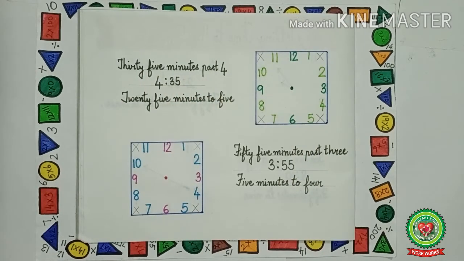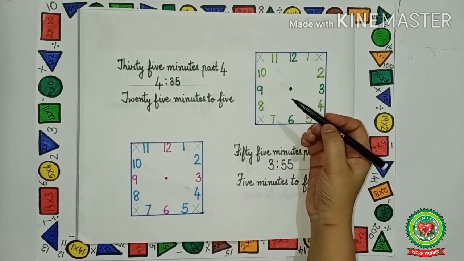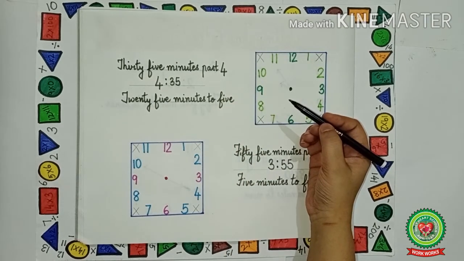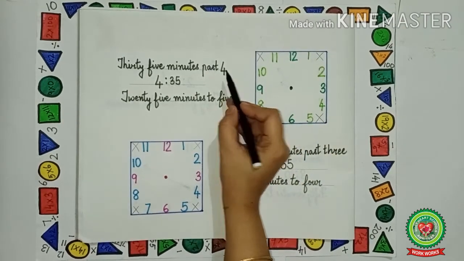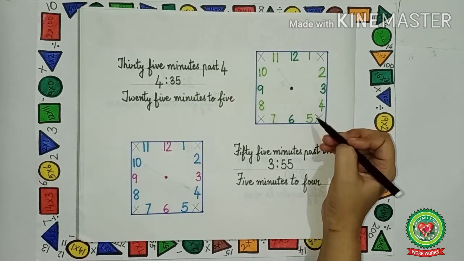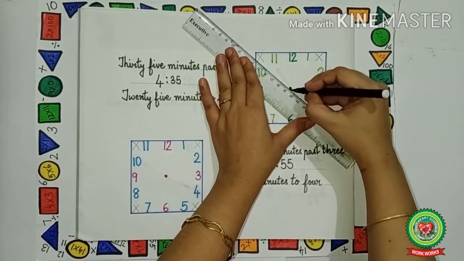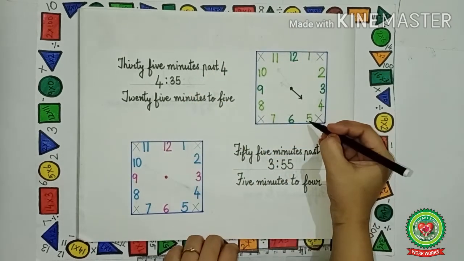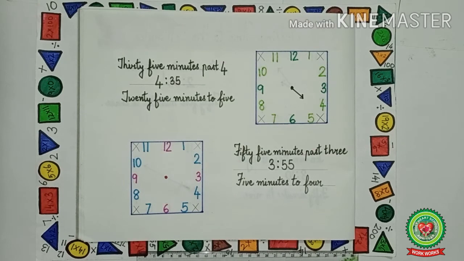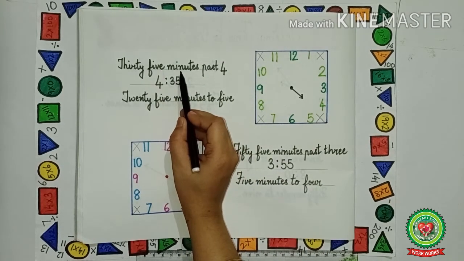So, which hour is going on? That is 4. So, our hand will be between which two numbers? That is 4 and 5. 4 is the first number, so it will be between 4 and 5. Let us use a scale and draw it. Short hand between 4 and 5. Now, how many minutes have passed? That is 35 minutes have passed.